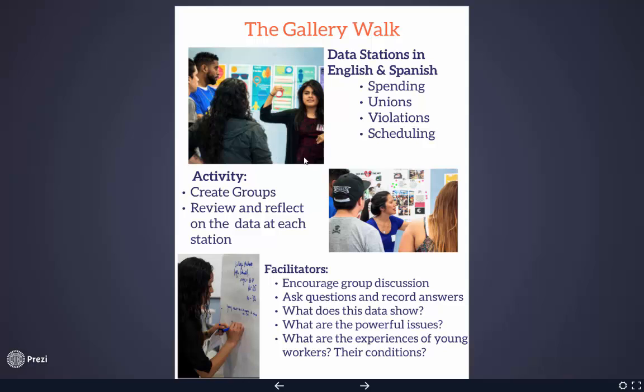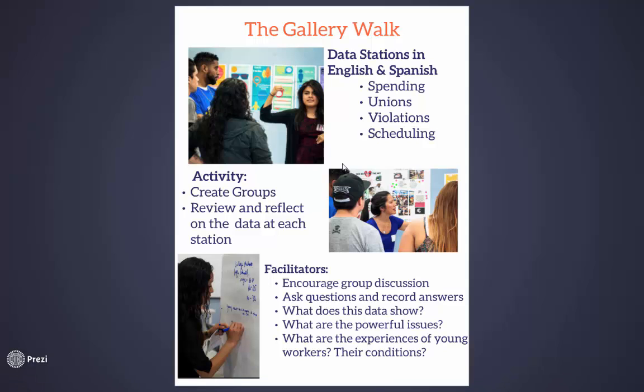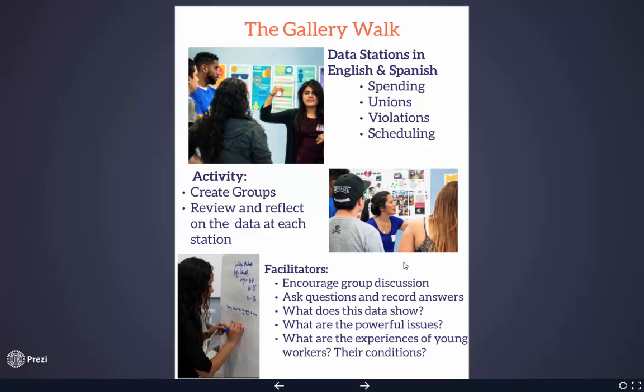So now we're going to talk about the gallery walk. So what do we do in a gallery walk? What we did is we created 4 stations. These stations were spending, unions, violations, and scheduling. The activity consists of creating groups, which then review and reflect on the data in each section. In each of the sections, there is a facilitator. The facilitator encourages group discussion and asks questions such as, what does this data show? What are the powerful issues? What are the experiences of young workers? What about their conditions? And the facilitator is there to take notes regarding the answers to these questions.